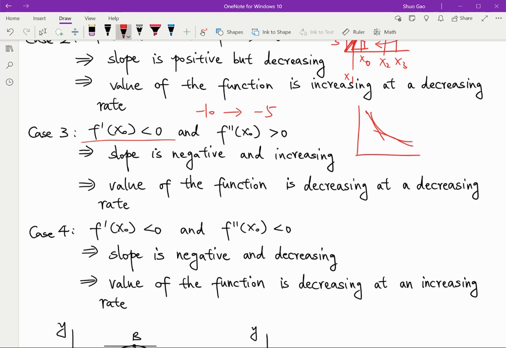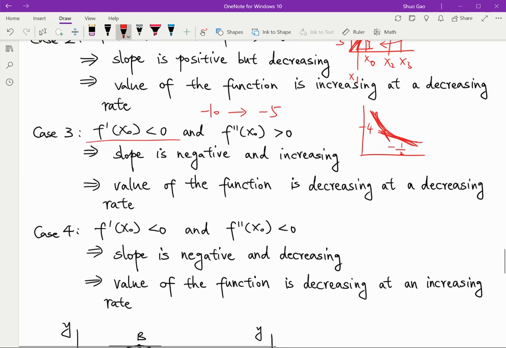So here, the slope of the curve, for example, is negative 4. And here, it's only negative 1/2, for example. So from negative 4 to negative 1/2, the slope is increasing, right? The slope is becoming flatter and flatter. And so we say that it's increasing. And so for this case, the value of the function is decreasing, right? It's a decreasing function, but at a decreasing rate, right?